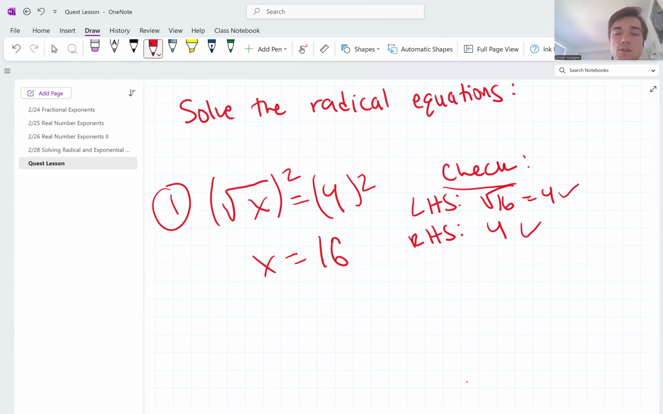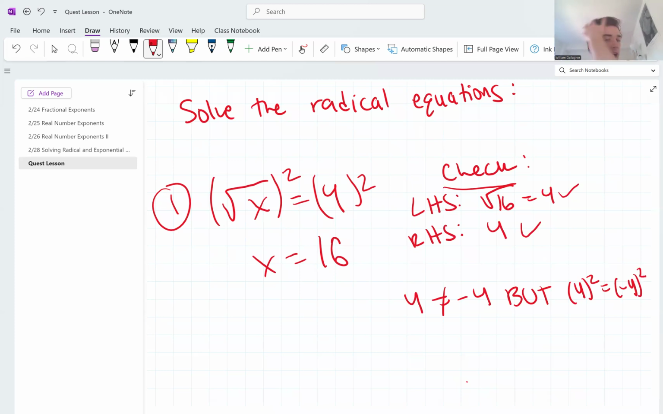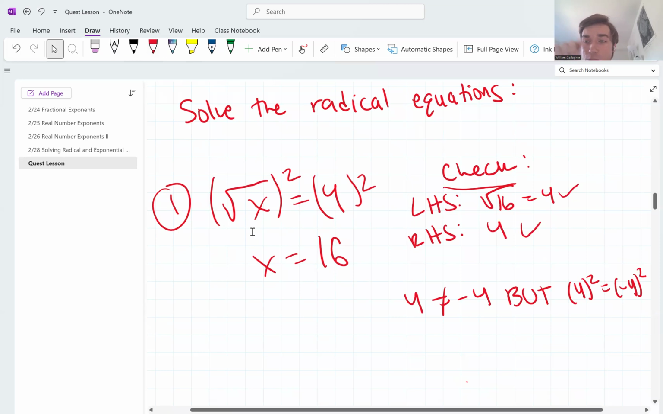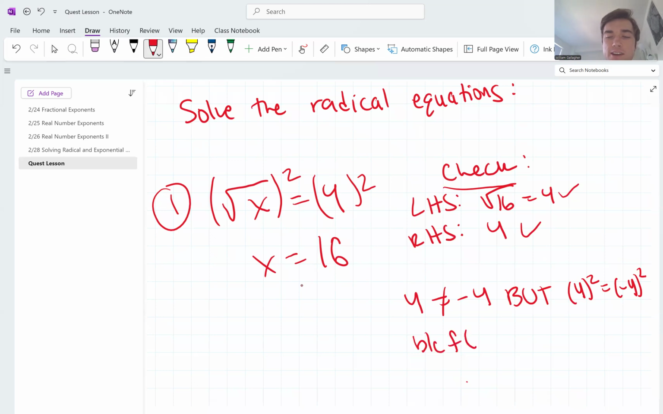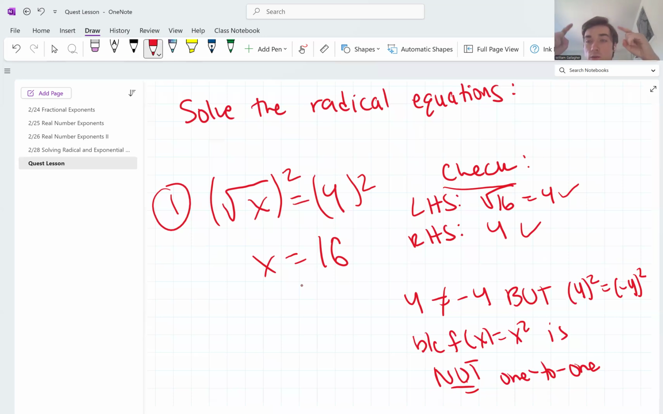And the reason is because 4 does not equal -4, but 4 squared does equal -4 squared, right? They're both equal to 16. And so this should set off some alarm bells in your head, or hopefully remind you of a definition we had from before the break. This means that the reason we have to do this is because f of x equal to x squared is not 1-to-1, right? So both 4 and -4, when squared, go to 16, but 4 does not equal -4.